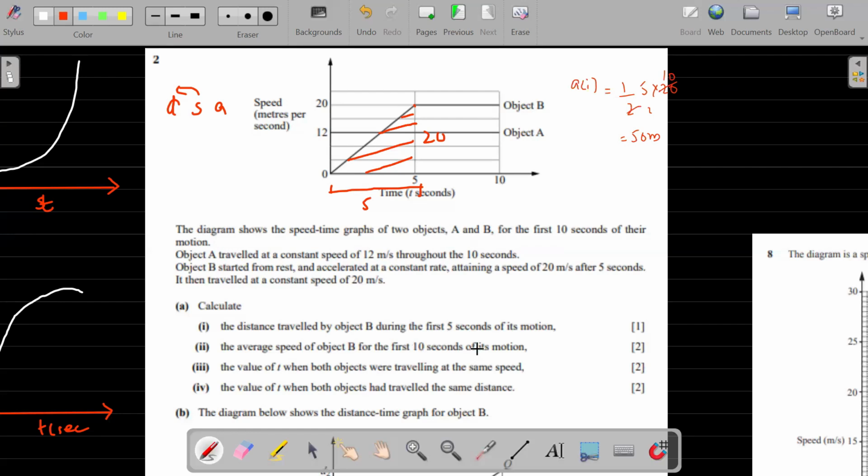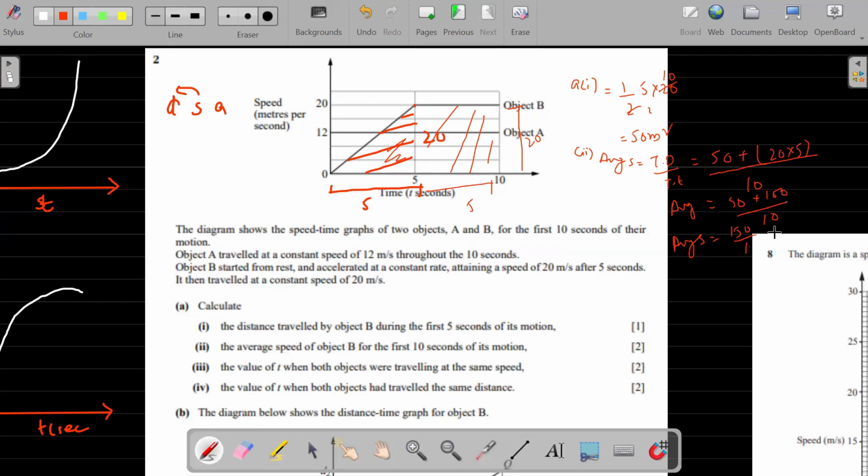Now, the average speed for object B for the first 10 seconds of the journey. Okay, to calculate average speed, I need the formula: average speed equals total distance over total time. So for the total distance, I need to add this portion as well. This one is 5 seconds wide, and the vertical length is the same, 20. So the total distance is going to be 50, which I have calculated over here because this portion is also included, plus 100. So 150 over the total time, which is 10 seconds, which is 15 meters per second. That is my average speed.